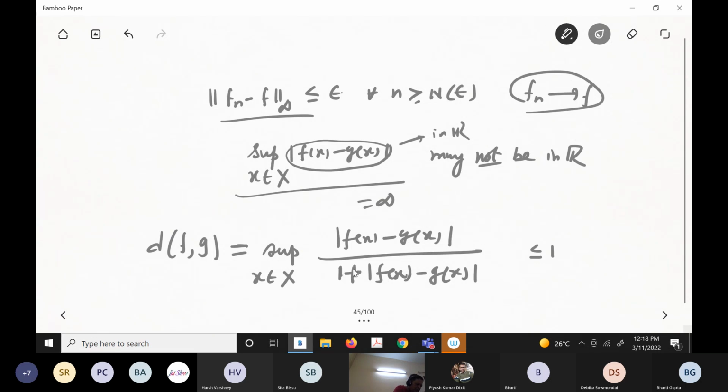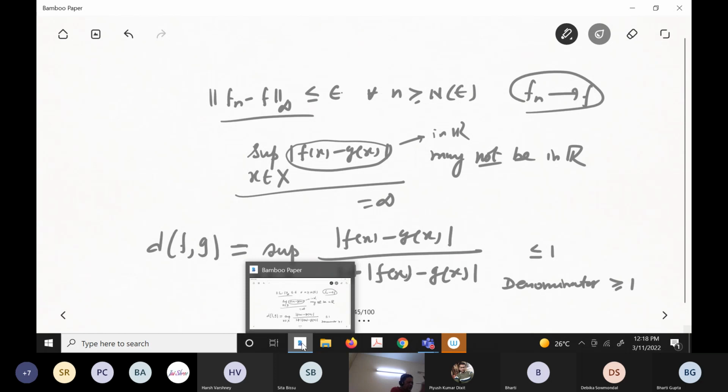That's why we are taking 1 plus. Even if the supremum is 0, the denominator will be 1. It can't be 0 because the supremum is a non-negative number. So the denominator is always greater than or equal to 1, and the whole expression is less than or equal to 1. So here you get a metric.